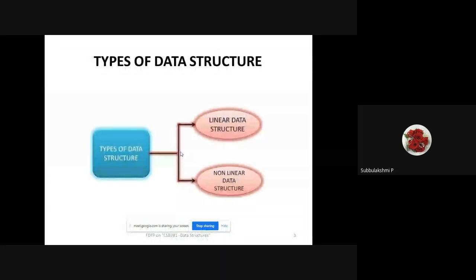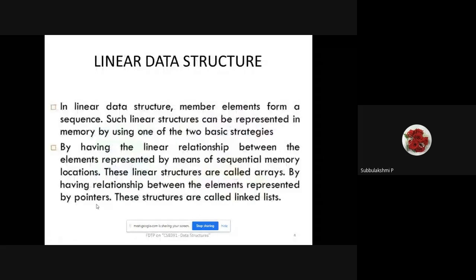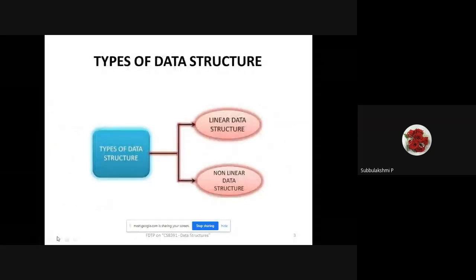So we all know that in data structures there are two types: one is linear, the other is non-linear. Linear is nothing but a sequential way. We can take the example of a student list, which will be in registered number order, or even in alphabetical order. So this is a sequential way of maintaining a record. That's the linear way of maintaining a data structure.